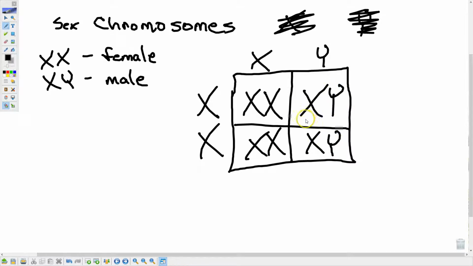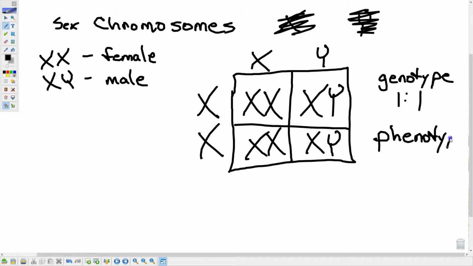So for that reason, our genotype ratio is 1:1. 1 boy for every girl, or 2 to 2, but we reduce. The phenotype ratio is what we actually see, because we don't see the X's and the Y's. What we see is 1 boy for every girl. We see 1 XY for every XX. And that's why the human population, for the most part, is 50-50.